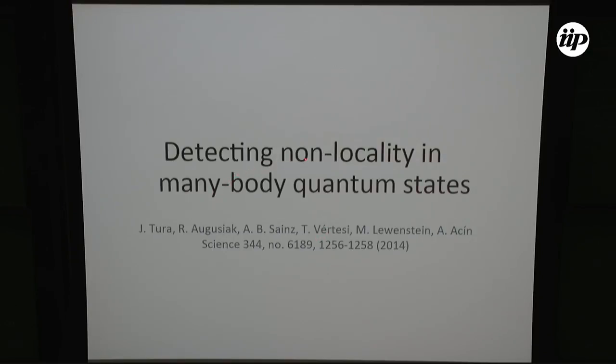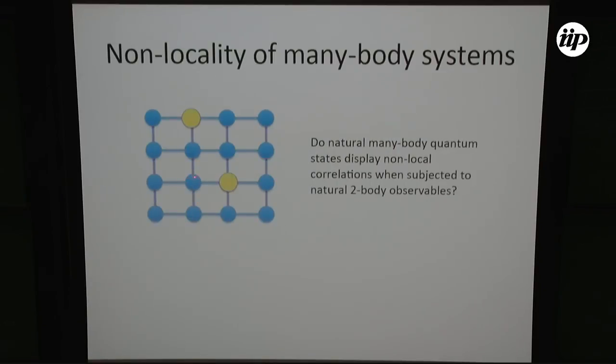Here, what we wanted to know is whether we can detect a Bell violation in a big many-body quantum system. Let me put it in a non-formal way. What we want to see is whether, for some sort of natural many-body quantum state, you can see a violation of a Bell inequality when making natural measurements. Natural measurements in this context means you measure 2-body correlation functions, which is quite standard in a many-body context.